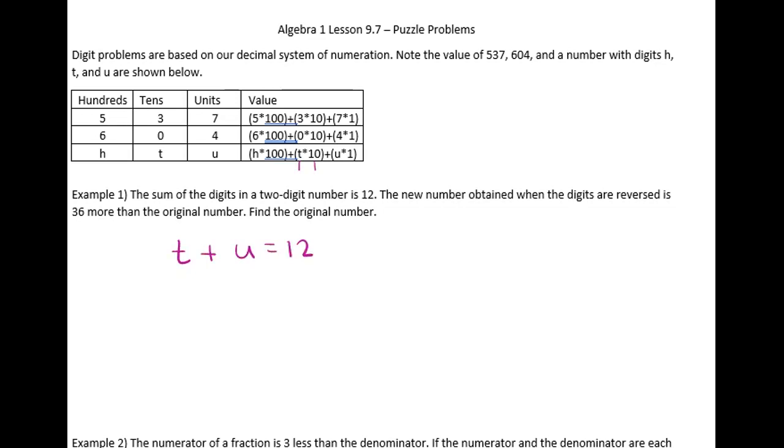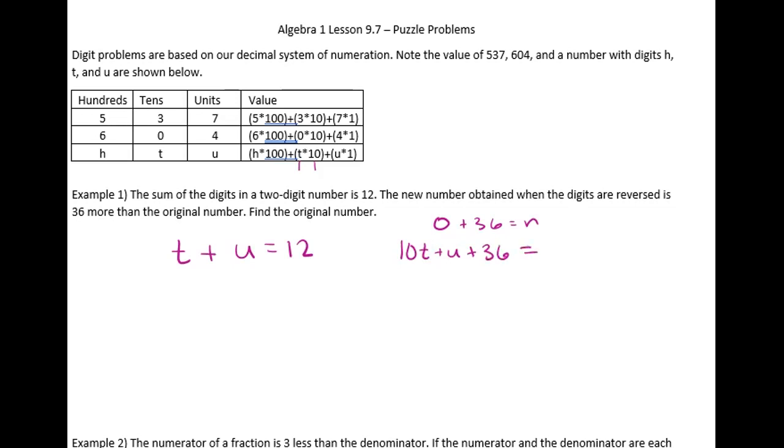The new number obtained when the digits are reversed is 36 more than the original number. So the original number plus 36 is the new number. Now, this is not our equation. This is just kind of me taking that sentence and writing it out. The original number is going to be 10t plus u. Because remember, the t is the tens digit, and if we want the whole number, we need to multiply the tens digit by the place value it's in, which is 10, and then we can add the unit digit. So that's the original number. We need to add 36 to that number to make the new one.